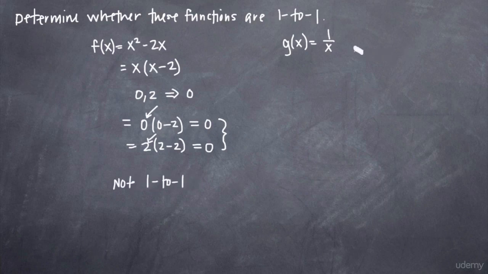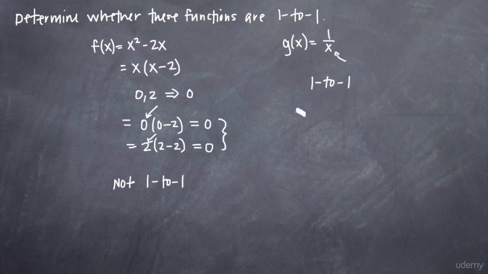If we look at our second function, g of x, it's really easy to see that no matter what value we plug in for x, we'll always get a unique answer back for y. Because if we plug in -1, 0, 1, 2, 3, 4, any value here for x, this function will return a different value for y. So we know right away that this function is one-to-one.